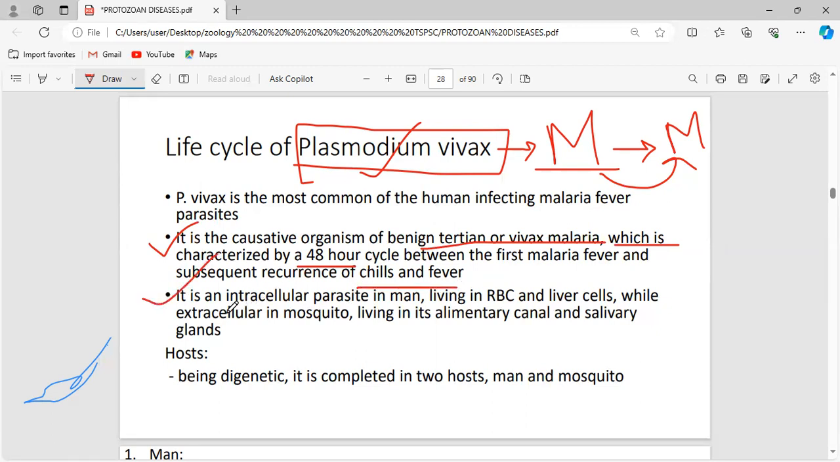It is an intracellular parasite in man, living in the RBC and the liver cells, while in the mosquito it is extracellular, present outside the cell. See, in man it is intracellular, in mosquito it is extracellular.